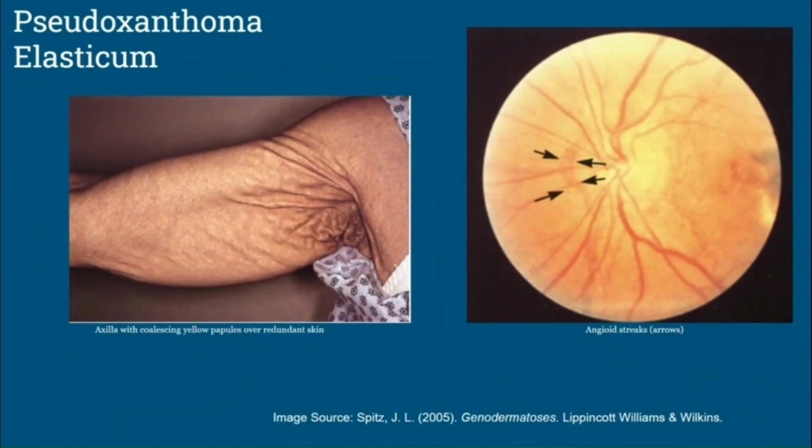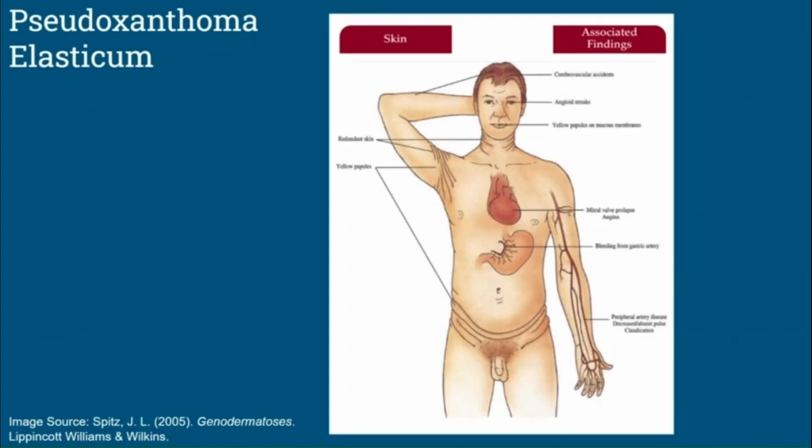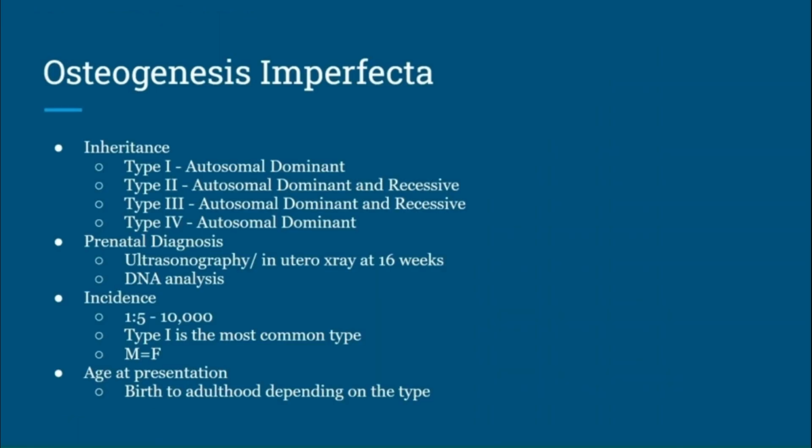Here's some example of the findings of the skin here. Lots of wrinkled, soft, redundant skin here. Here's an example of an angioid streak here on the right, which has its own differential that was shown a few slides back. So redundant skin, angioid streaks, yellow papules, CV accidents, MVP, cardiac complications, peripheral artery disease, and bleeding from the GI tract.